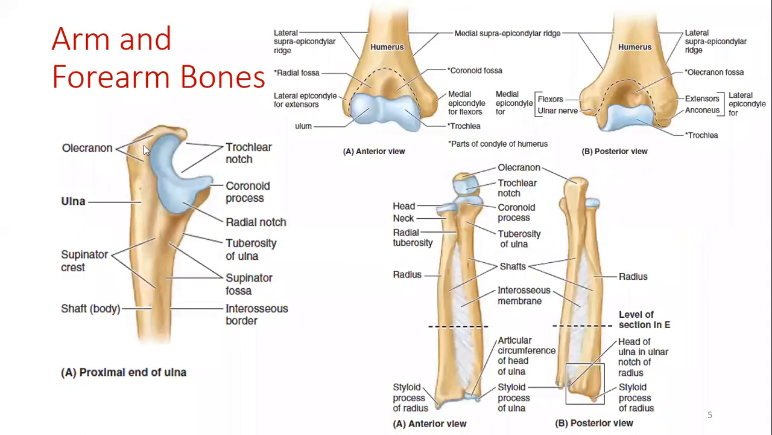So again, here's our olecranon, the actual elbow bone. Here's our trochlear notch. That's the scooped out area that actually articulates with the trochlea of the humerus. So that's how you're able to hinge your elbow.